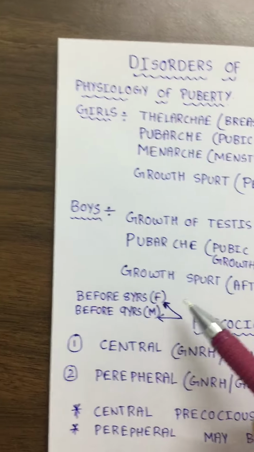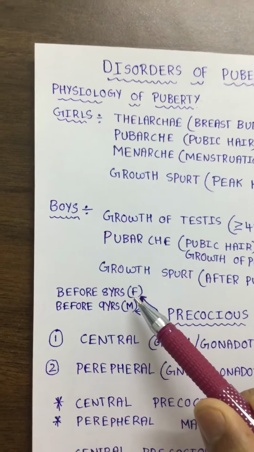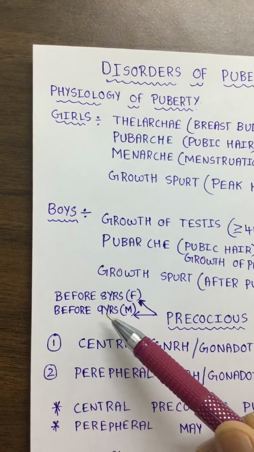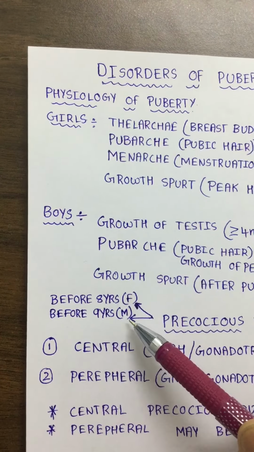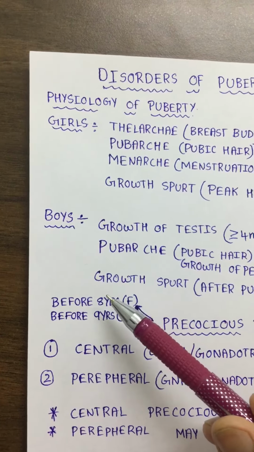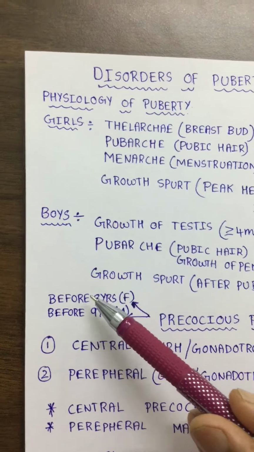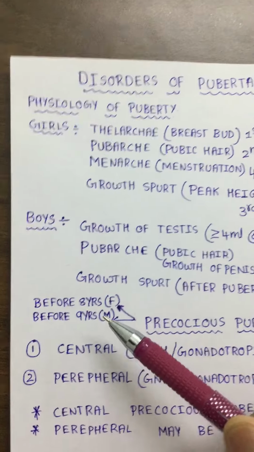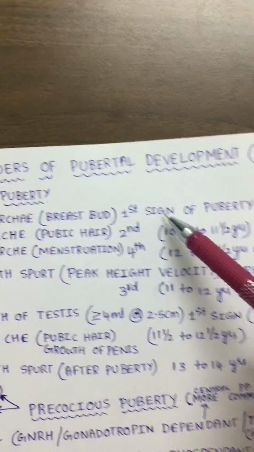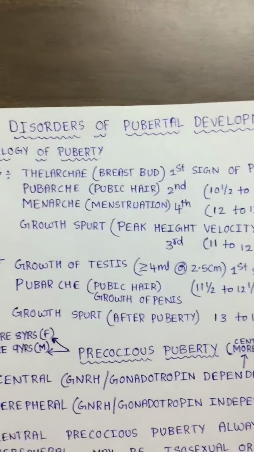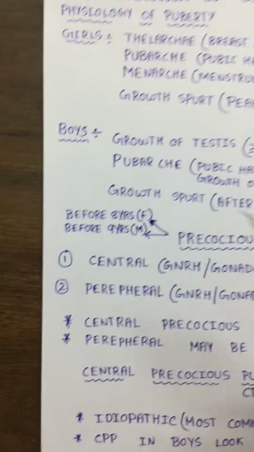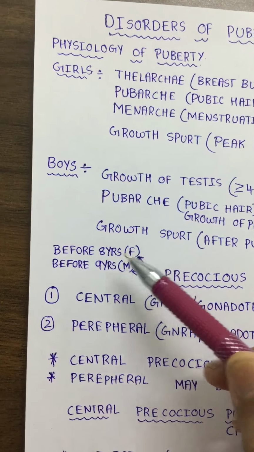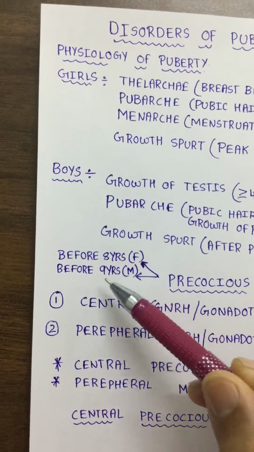Precocious puberty is when puberty occurs before 8 years of age in females and before 9 years of age in males. The first sign usually occurs in females at 10 years, whereas in boys it is 11 years. But we say precocious puberty if the first sign of puberty occurs before 8 years in females, and before 9 years in males.